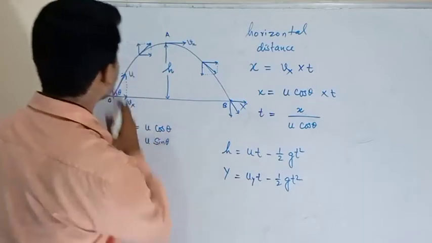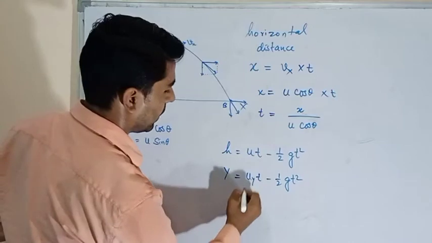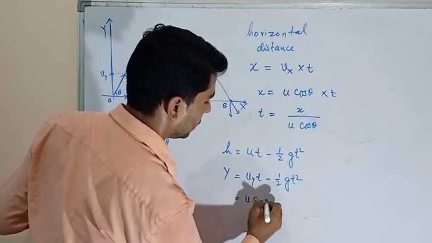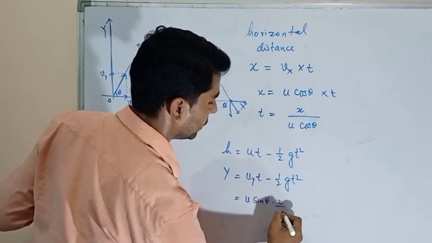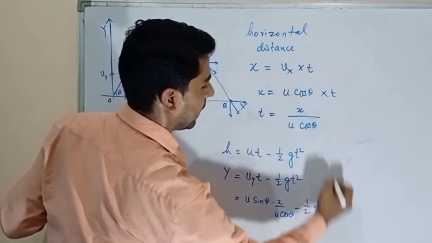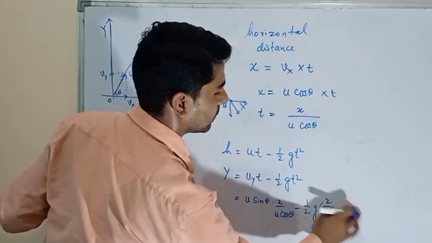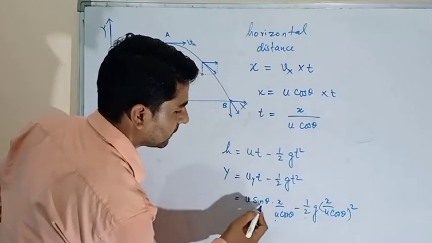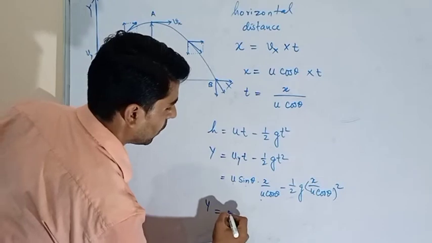Fill the value, y axis and x axis. So y means y axis, that is h. So uy, what is uy? u sin theta. u sin theta into what is t? x upon u cos theta, minus half g, t means again x upon u cos theta whole square. On solving, see, u is cancelled, sin theta upon cos theta is what? tan theta.